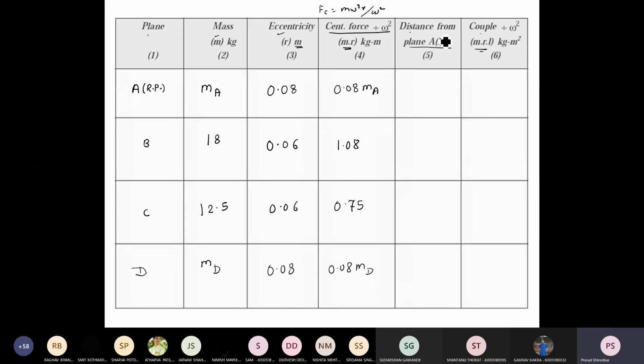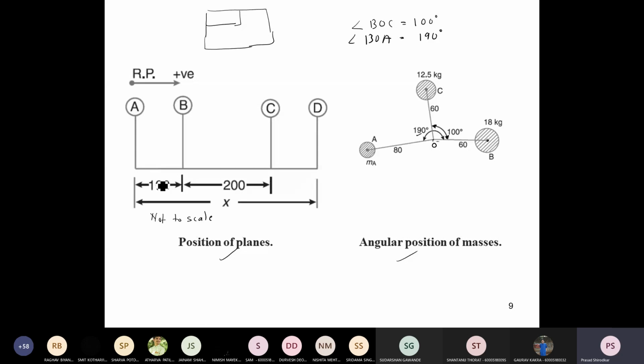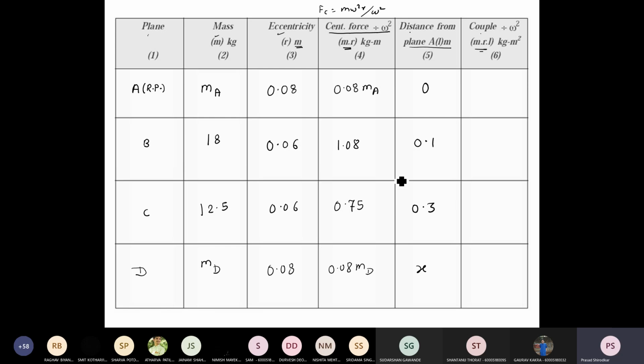Alright. Now distance from plane A. Now since A is taken as a reference plane, for A the distance will be 0, and B is 0.1, C is 0.3, and this is unknown. This is what you have to find out. Everybody is clear how we got these distances? Between A and B this is 0.1, between A and C this is 100 plus 200 divided by 1000, so that it becomes 0.3, and this is unknown, so it is written as x. Alright, so 0.1, 0.3 and x.